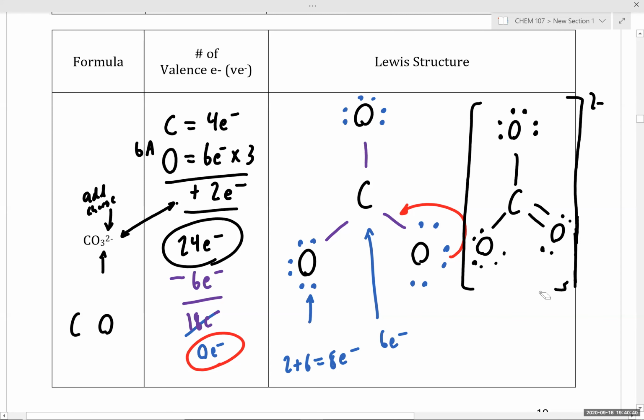When you fill these out, does it matter which oxygen you choose to add the double bond to? It does not, actually, and that's a really important point. It doesn't matter as long as the octet for each atom is fulfilled. In this structure, carbon now has 8 electrons from 4 bonds. The oxygens with a single bond have 2 plus 6, or 8 electrons, and the oxygen with the double bond has 4 plus 4, or 8 electrons. So we fulfilled the octet rule on all of our atoms, and this would be the complete structure for carbonate. Does that make sense to everyone?